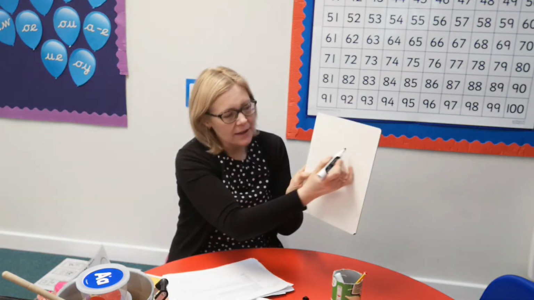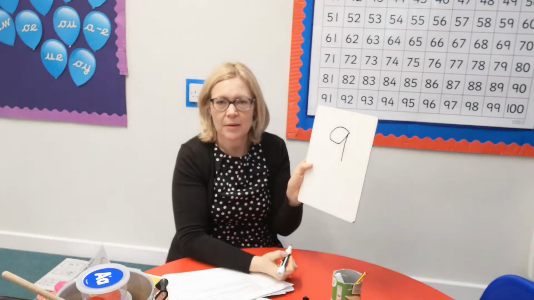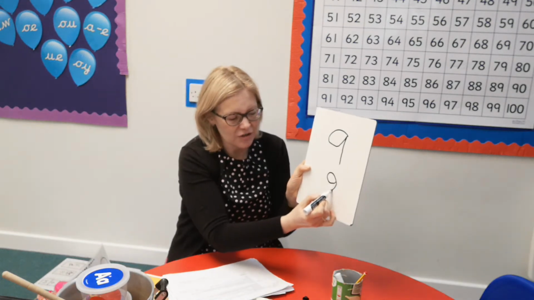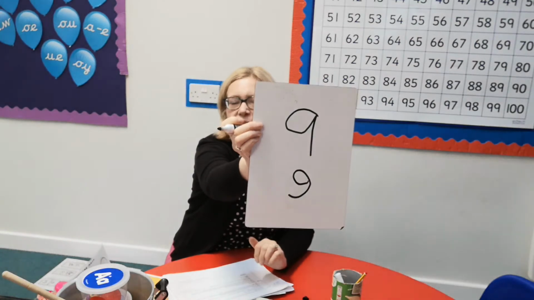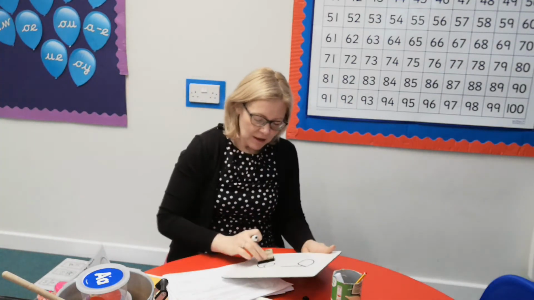Okay, and a number 9, I would start at the top, go round and down for a number 9, okay? Sometimes a number 9 can be curly, but they're kind of trickier to write, to be honest. So I think probably the one with the straight line is the best one for you guys to be writing for number 9.